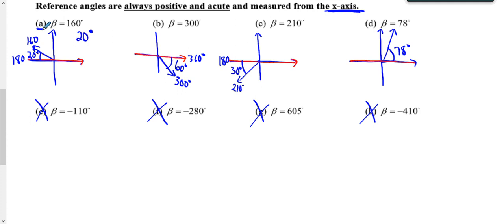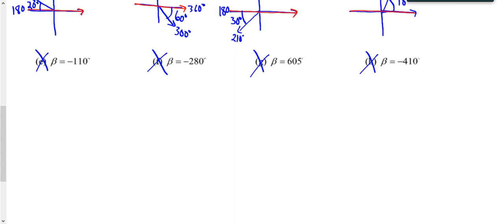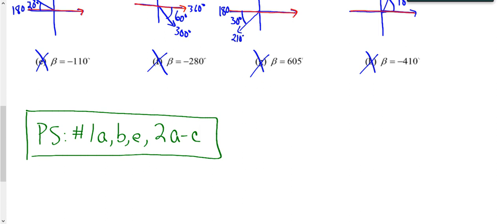Does anybody have any questions? Any part of this confuse you? Because you need to know this before we move on. All right, let me jot down your problem set. It's whittled down a bit. It'll be numbers 1, A, B, and E, and 2, A through C. Any questions at all on these reference angles? We need to know reference angles so we can take the trig out of the triangle.